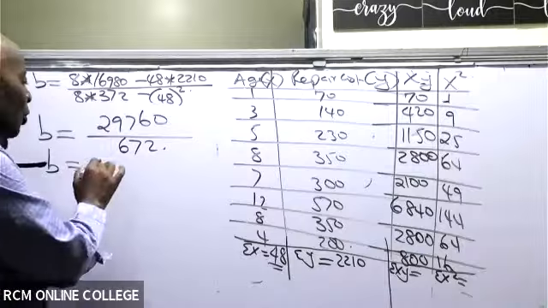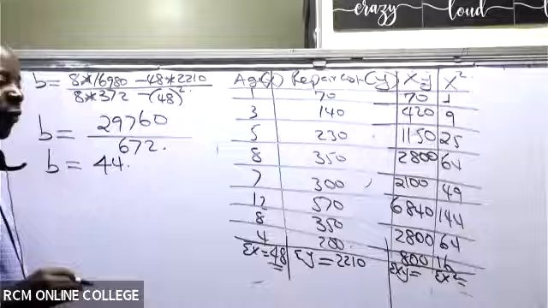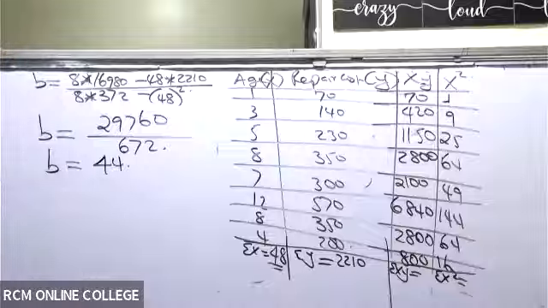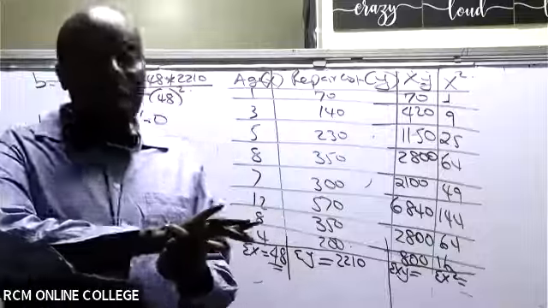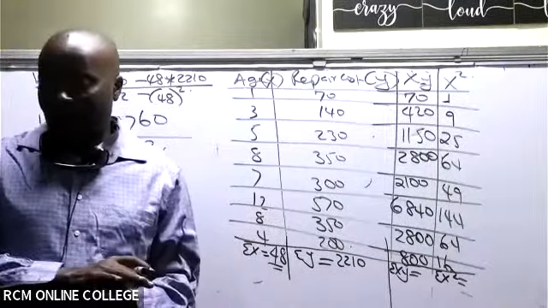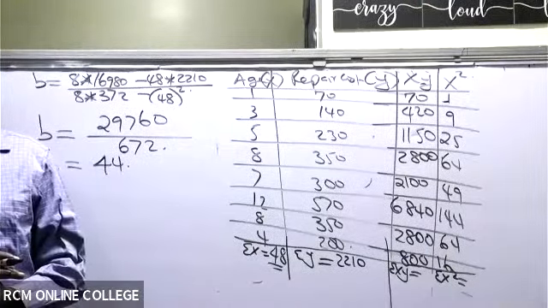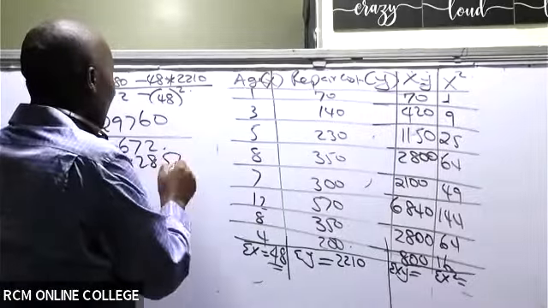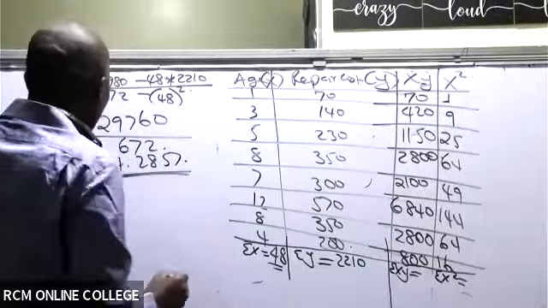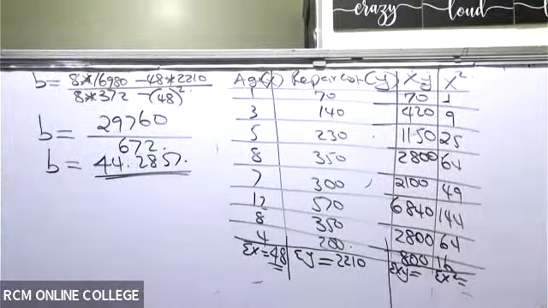I would always prefer 4 decimal places for accuracy. Unless it is coming to exactly 2 decimal places, but if it has other decimals, then please round them off to 4. 4 decimal places are sufficient. 44.2857. So this is the value of B.